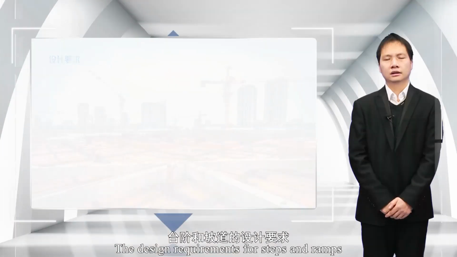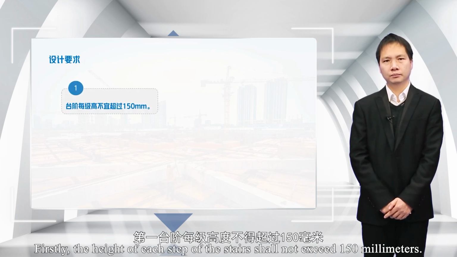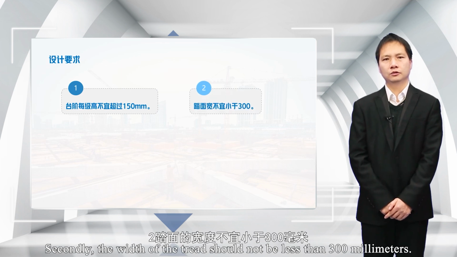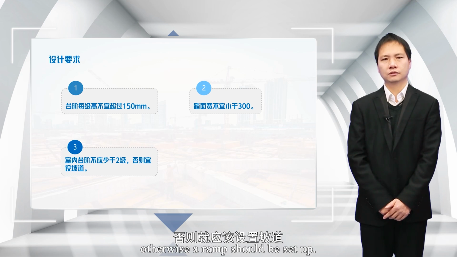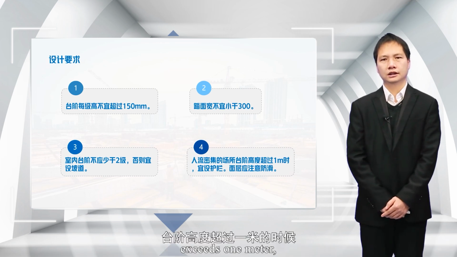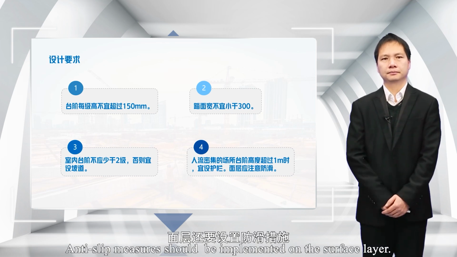The design requirements for steps and ramps can roughly consist of the following 4 parts. Firstly, the height of each step of the stairs shall not exceed 150 millimeters. Secondly, the width of the tread should not be less than 300 millimeters. Thirdly, indoor stairs should not be less than 2 levels, otherwise a ramp should be set up. Fourth, when the height of steps in densely populated areas exceeds 1 meter, guardrails should also be installed. Anti-slip measures should be implemented on the surface layer.